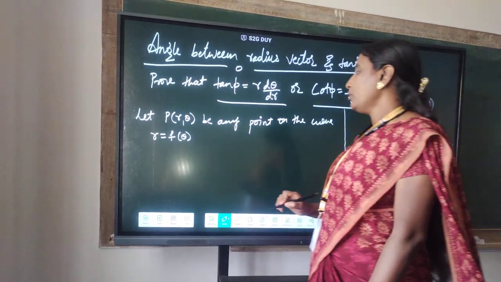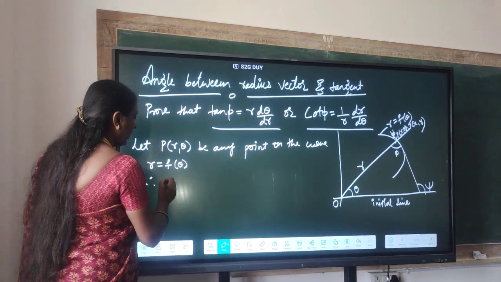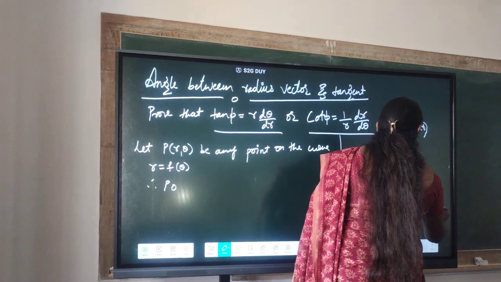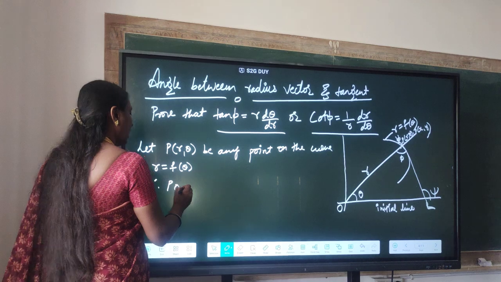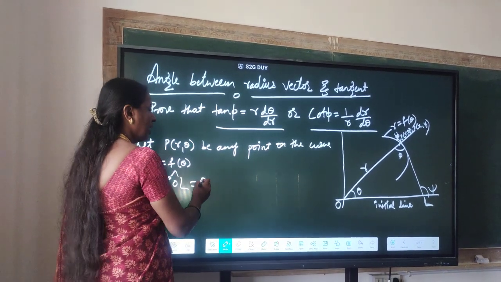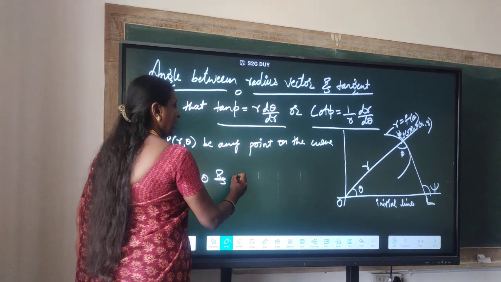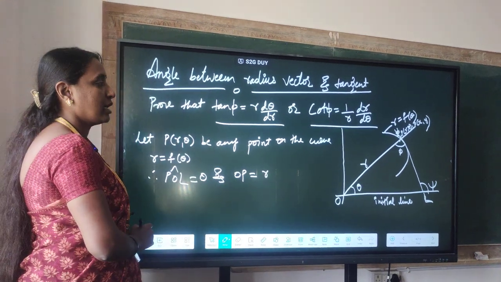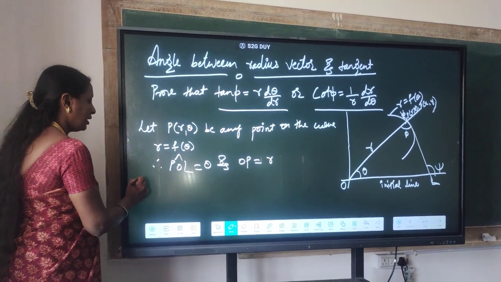Okay, so therefore the angle, you can call this point some L. The angle POL is equal to theta. Theta is nothing but the angle between the radius vector and the initial line, and OP equal to the distance we are calling R. This is nothing but the radius vector.